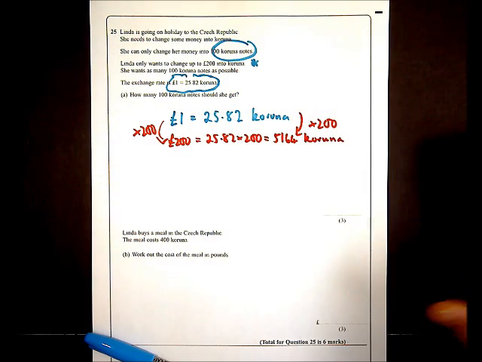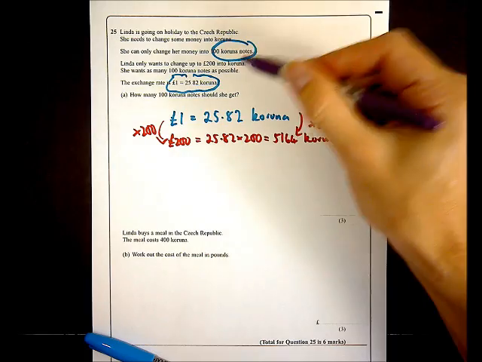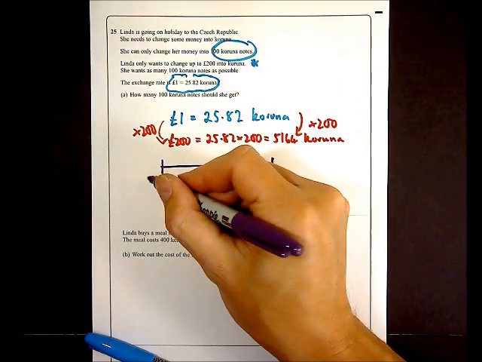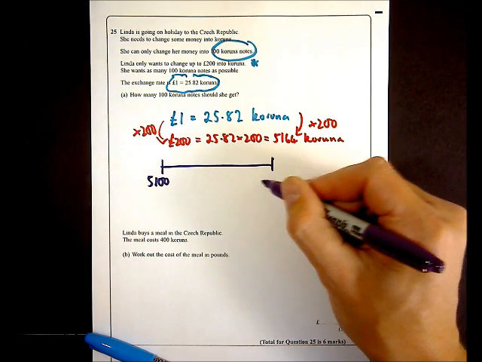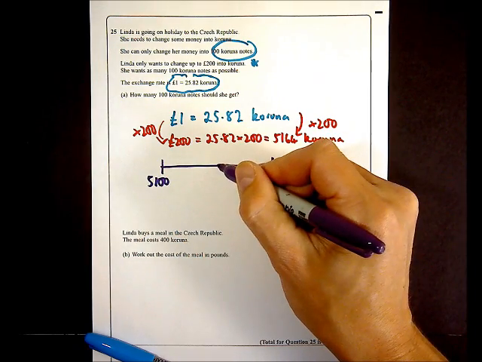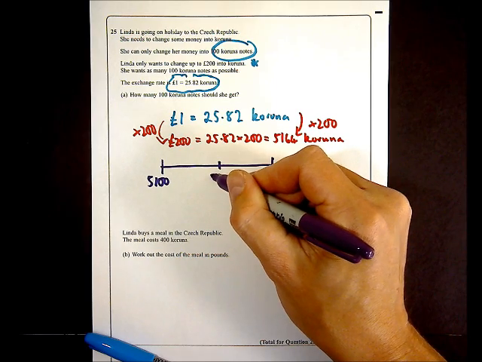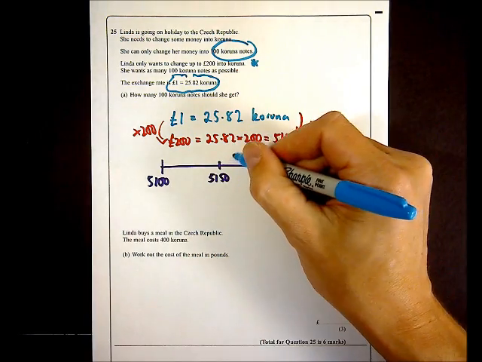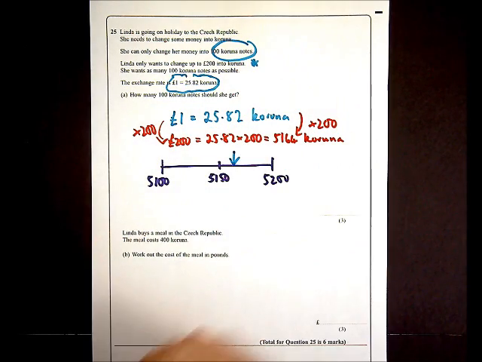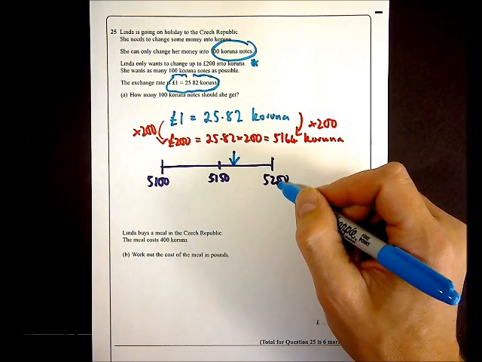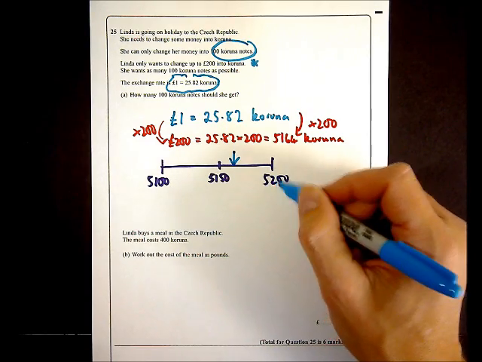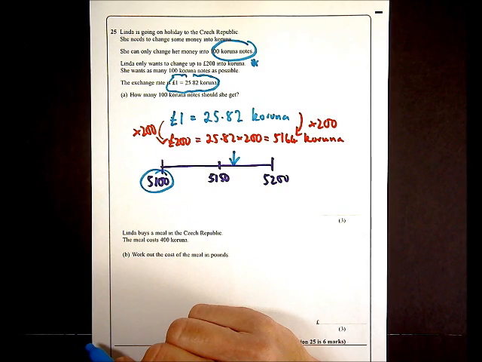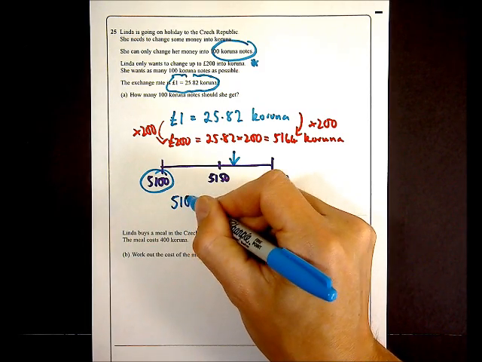Now, she can only have 100 koruna notes, so I need to consider this number on a number line. 5,100, 5,200, and in the middle I've got 5,150. Now 5,164 is somewhere around there, so it would round to 5,200. However, she doesn't have enough to get 5,200, so the most that she can get is 5,100. So she's going to get 5,100 koruna.